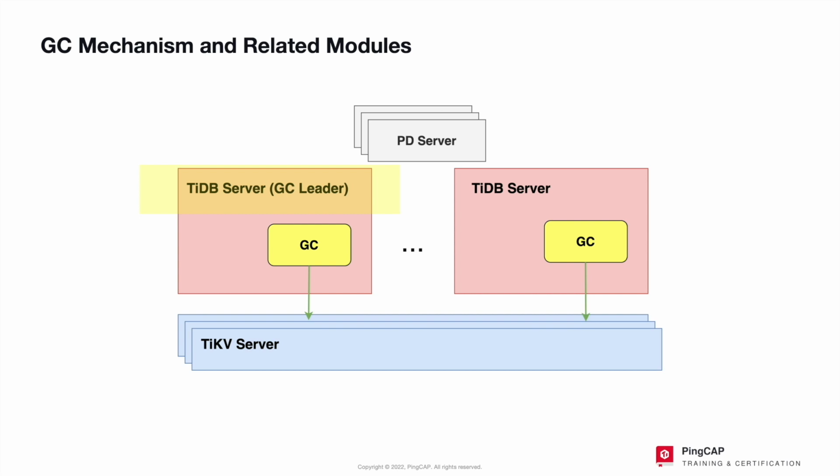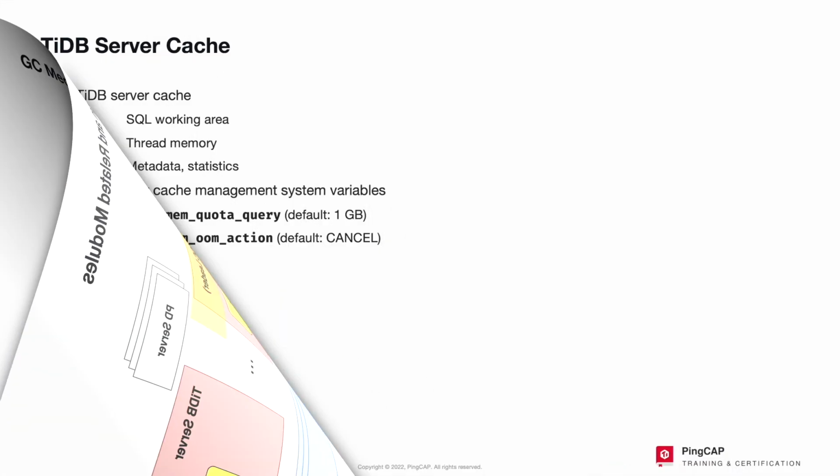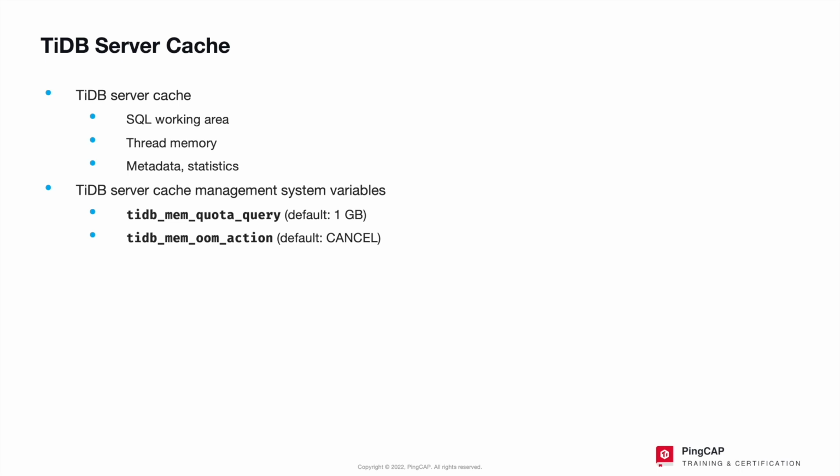Next, let's look at TiDB Server Cache. The TiDB Server Cache is greedy and uses all of the server's available memory by default.